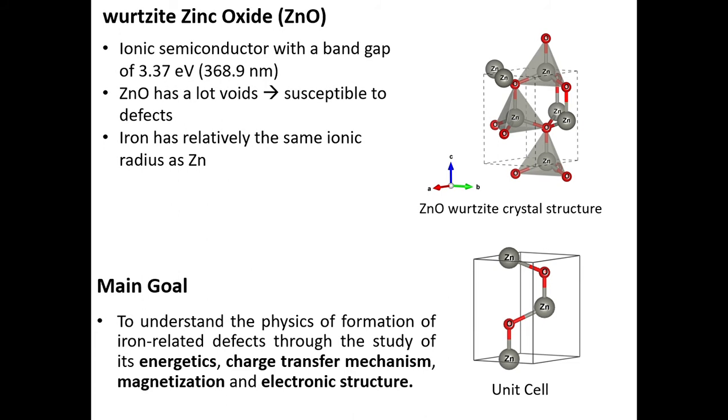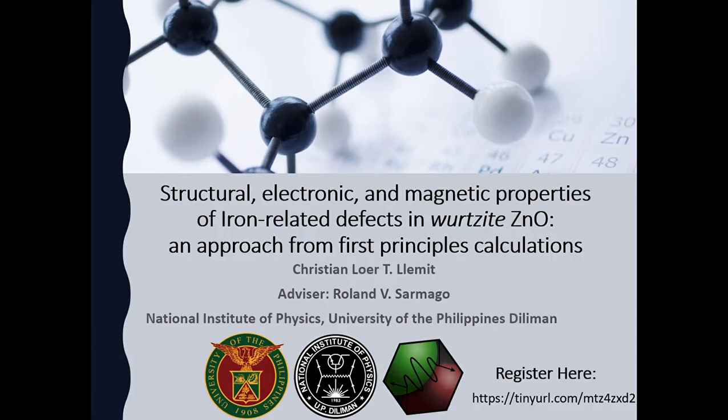Wurtzite zinc oxide is an ionic semiconductor with a band gap of 3.37 eV. However, zinc oxide has a lot of voids, hence it is susceptible to defects. Iron is a candidate for defect because it has relatively the same ionic radius as zinc. Hence, the main goal of this study is to understand the physics of formation of iron-related defects using first principles calculations.